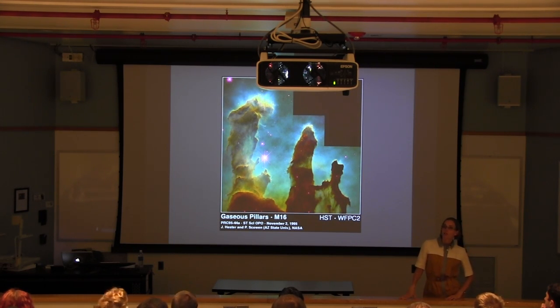And so the astronomer who was responsible for this is a guy named Jeff Hester. He used to teach at Arizona State. He's since retired. He told me that he carefully chose the pointing so that the clouds of gas and dust would fit within the frame of the camera.